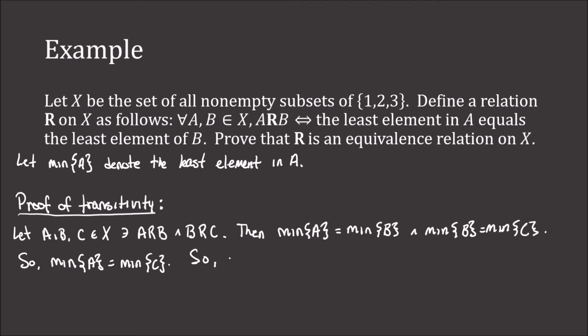Thus, A is related to C, and that proves transitivity, so that completes our overall proof. Right? That's all we had to do. We just had to show that this relation is reflexive, symmetric, and transitive.